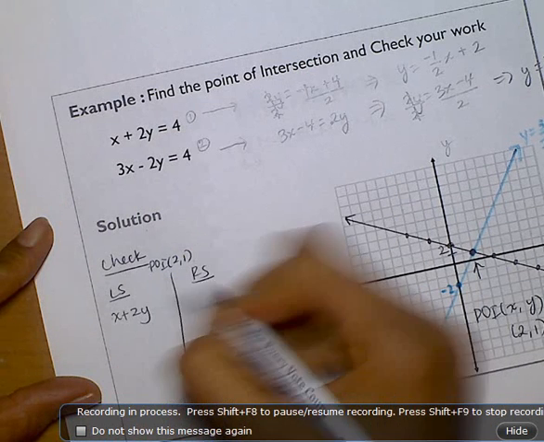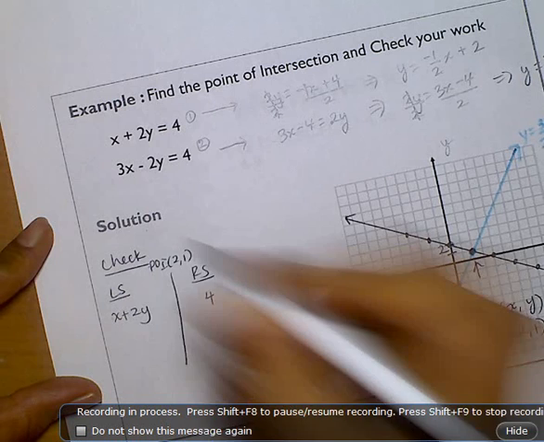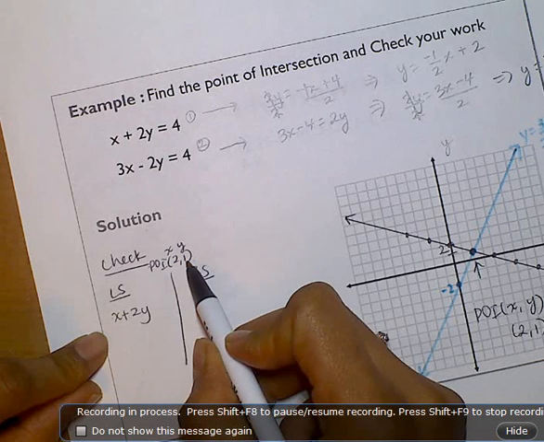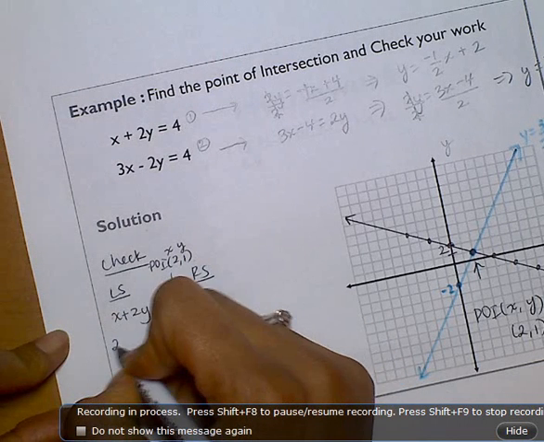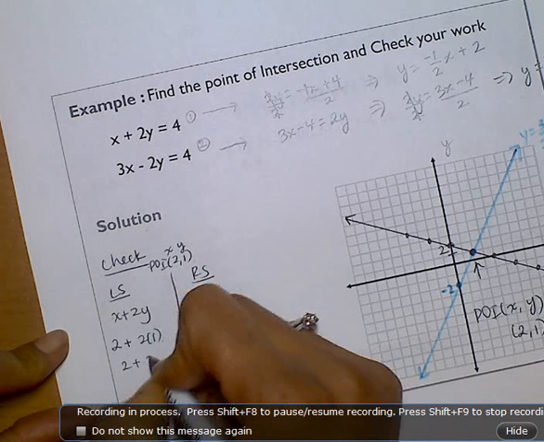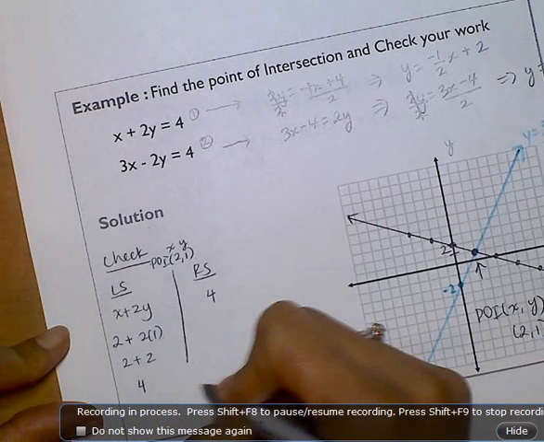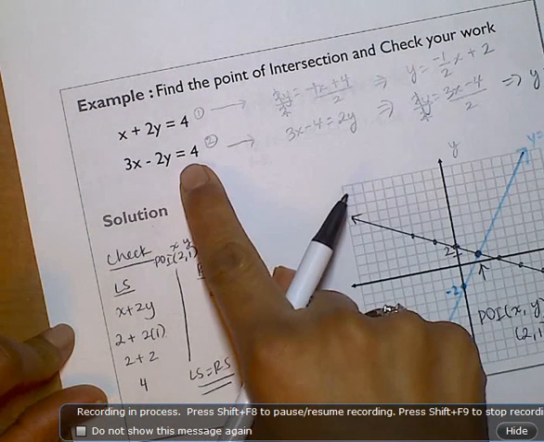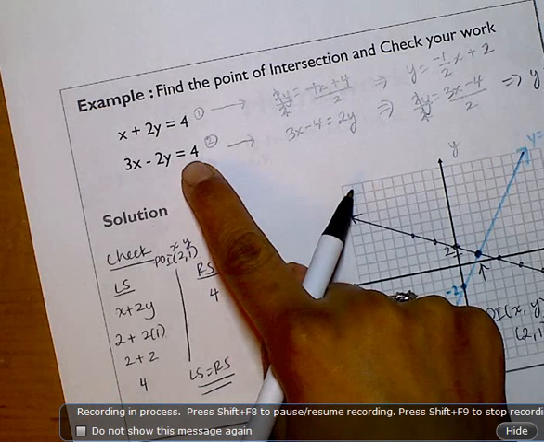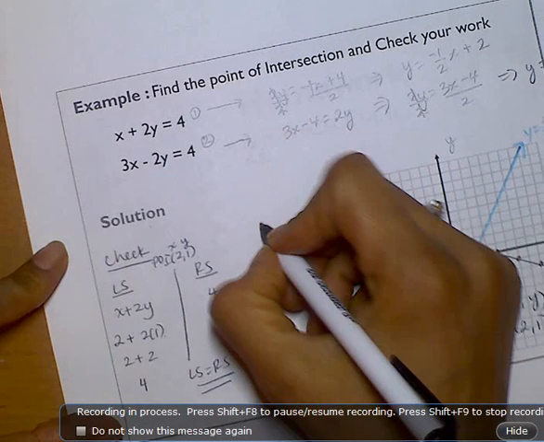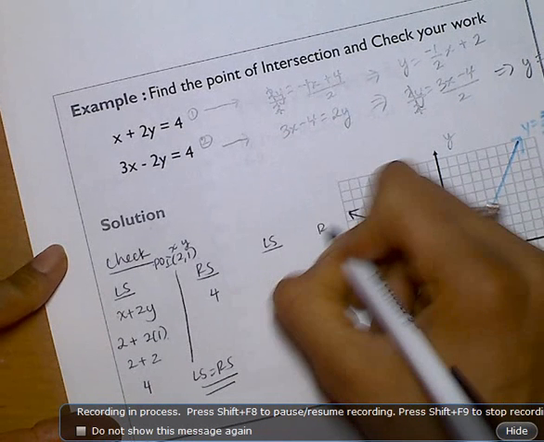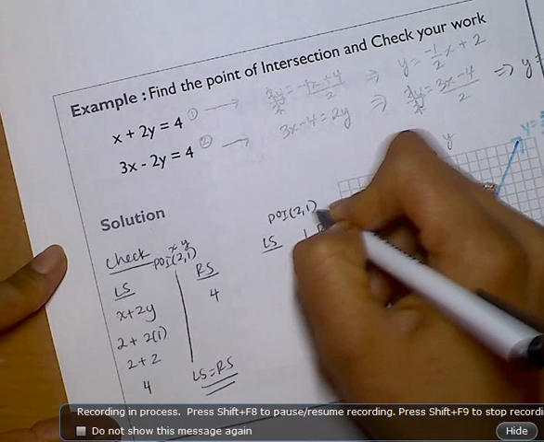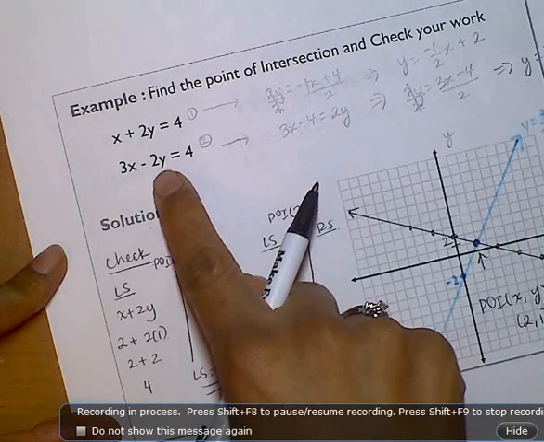So my second equation, I'm going to set up my left-hand side and right-hand side again. And I'm going to check to see if the point of intersection 2 and 1 satisfies that equation as well. On the left-hand side, I have 3x minus 2y. On the right-hand side, it's a 4. So I'm going to plug in for x and y. That's 3 times 2 minus 2 times 1, and that's 6 minus 2, which is a 4. So left-hand side does equal right-hand side. Therefore, the solution, the point of intersection x comma y, is indeed 2 comma 1. And you've already checked your work for that.